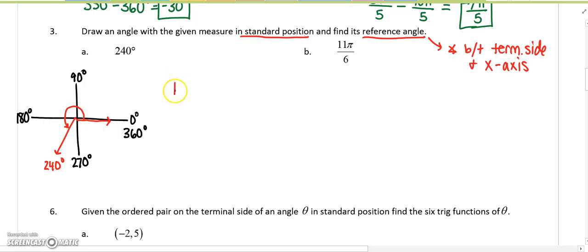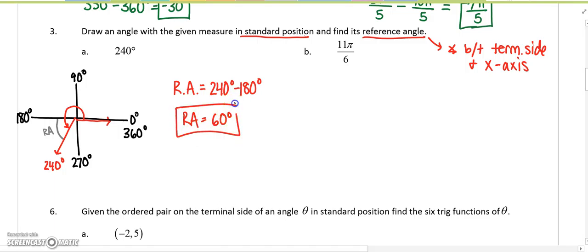Alright, last part is my reference angle. Reference angle, remember, that would be this angle right here, x-axis and the terminal side. That is my reference angle. So that's the angle between 180 and 240. So I just subtract them. 240 minus 180. My reference angle will be 60 degrees. Boom, done. Alright, try it again for part B.